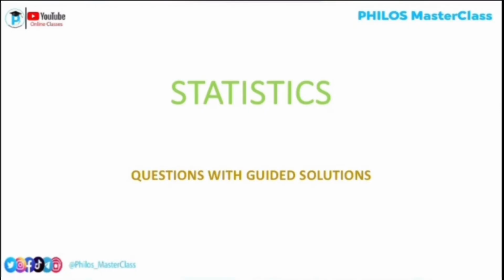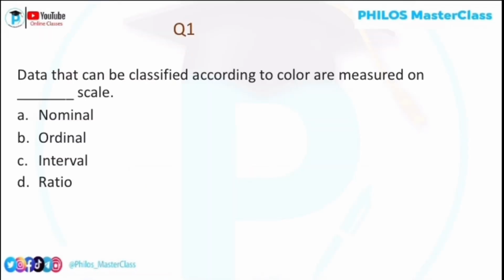Note that the questions we'll be solving today are selected trial questions from books such as Blumen, Complete Guide to Statistics, Naked Statistics, Statistics for Business and Econs, and other related books. So without wasting much time, let's start. Let's take the first question.